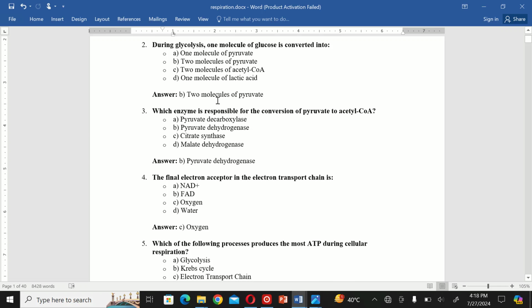The next MCQ is: during glycolysis, one molecule of glucose is converted into A. One molecule of pyruvate, B. Two molecules of pyruvate, C. Two molecules of acetyl coenzyme A, and D. One molecule of lactic acid. So the correct option is B.